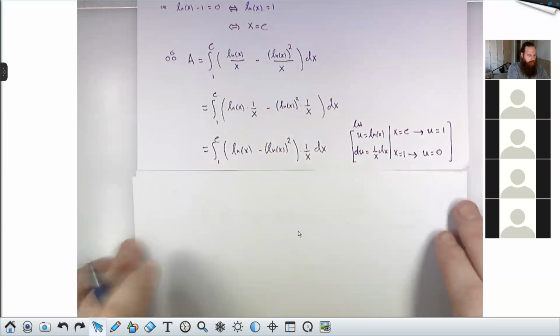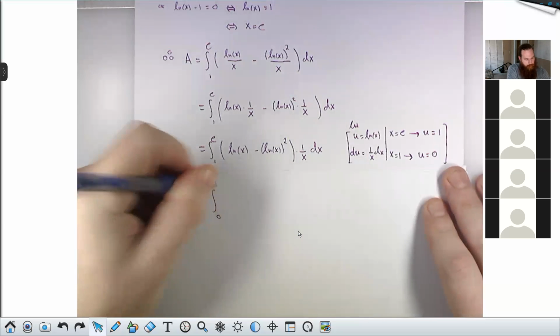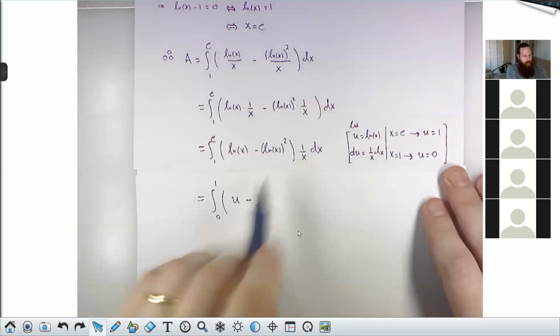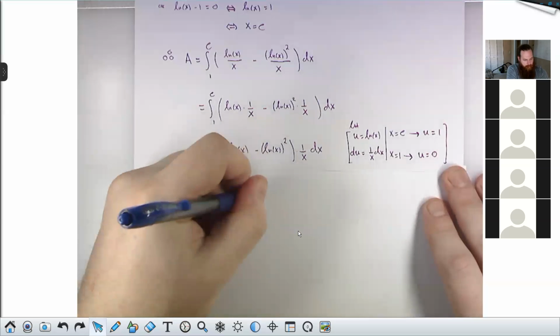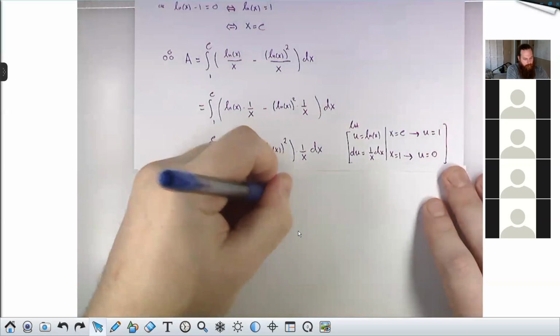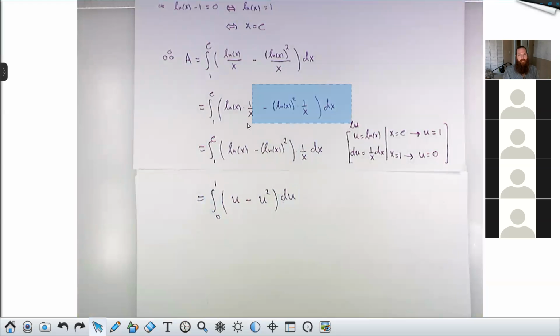Which means when I make that substitution, my integral will become the integral from 0 to 1 of ln x, well that's u, minus ln of x all squared, that's u squared. And then 1 over x dx, that's exactly du. So we've got to change the bounds. We've got to deal with the differential. It happened to be really nice because we did this algebra first. And then my integrand becomes a nice, neat polynomial.